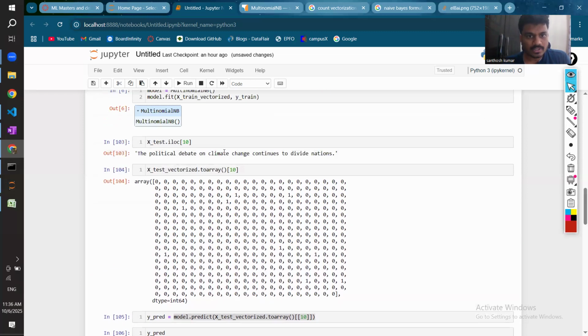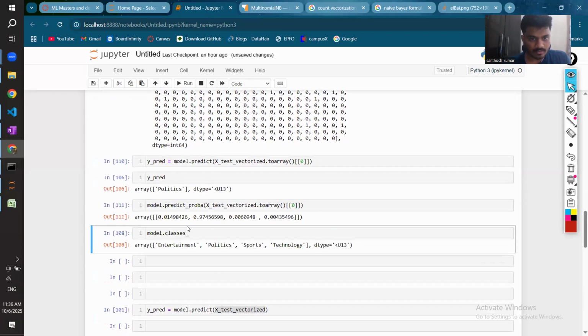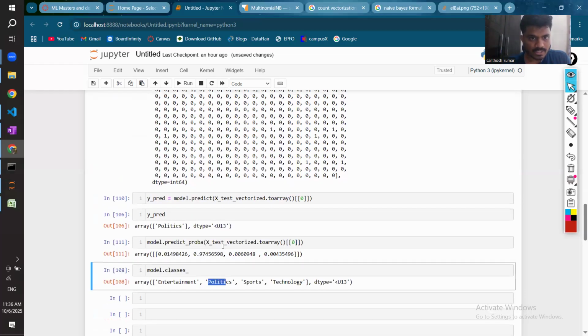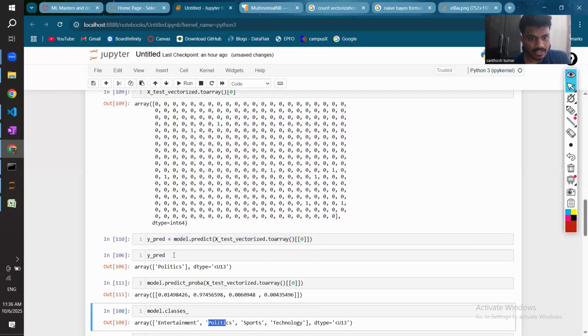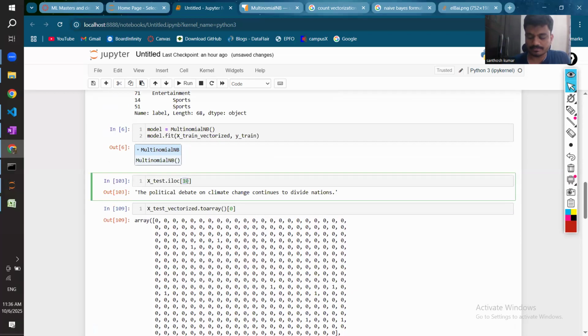If I go for some other example in X test, say the first one, these are the different probabilities. Which is the maximum? The maximum is politics, and this is a political debate. So when I check, it should be politics. Let me go for some other.